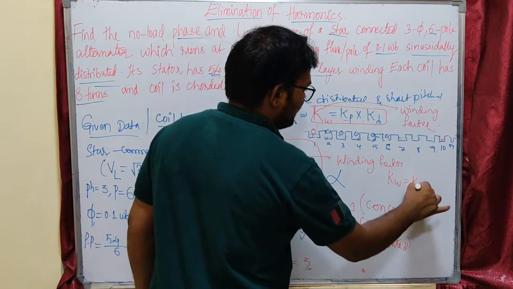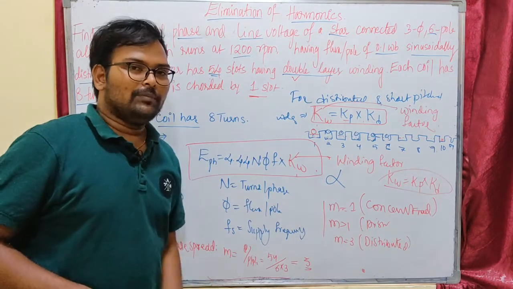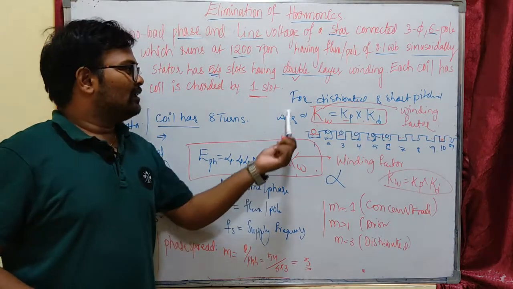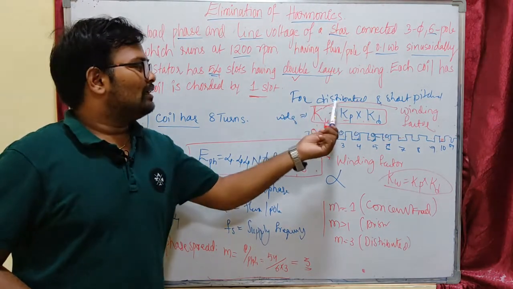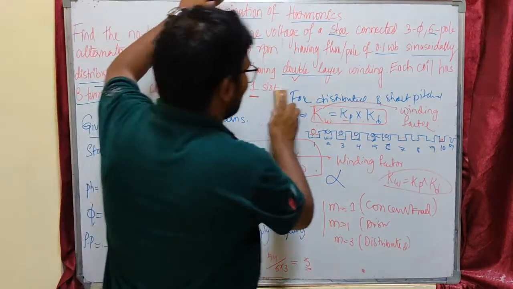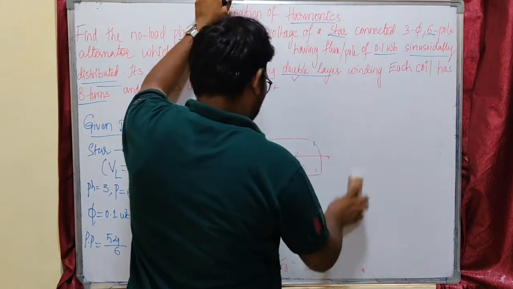Kw is equal to Kp times Kd. This is one more factor. Kw is nothing but the product of Kp and Kd, which is multiplied with the EMF equation of a concentrated full pitched winding to get the EMF for distributed and short pitch winding. So this is the idea. Now let us find our Kp and Kd, so that we can multiply with our EMF equation to get phase voltage and line voltage.